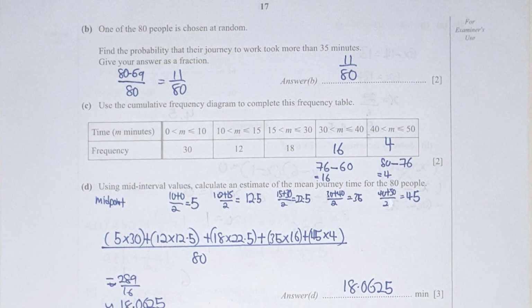Whereby for section B, 80 minus 69, from more than 35, so 35 I draw it up, it is actually 69 of them. So you're required to take note that they wanted the numbers that are more than 35. So 80 minus 69 is actually 11. So over the total students, it will be 11 over 80.